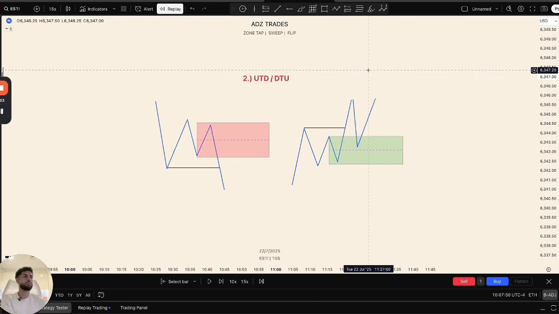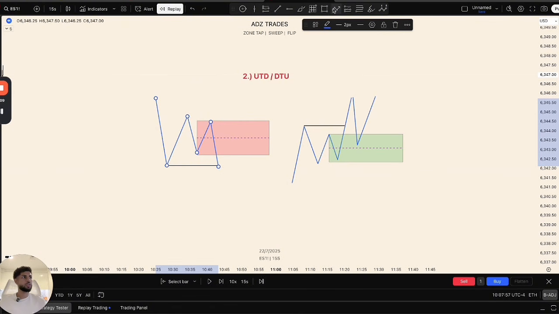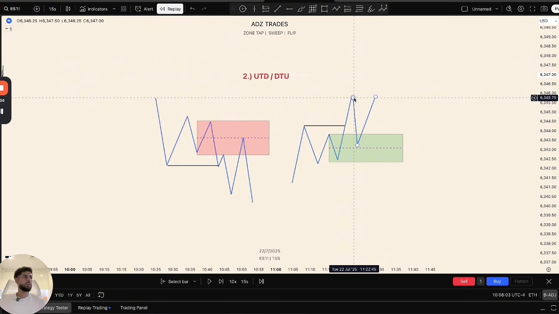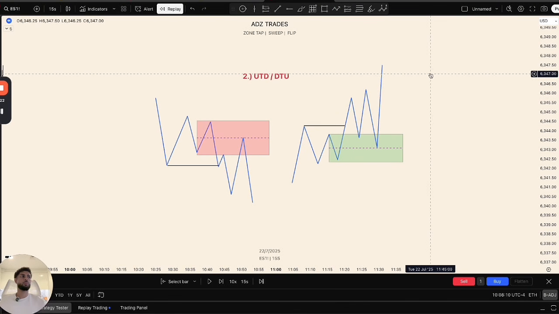And we'll go back to the previous example. So up to down, it's going to be the exact same thing. It's going to be something like this, right? This is the first tap in here. We sweep that, we dump. Boom. Here, what is it going to look like? This is going to be the first tap. We sweep that, we pump.